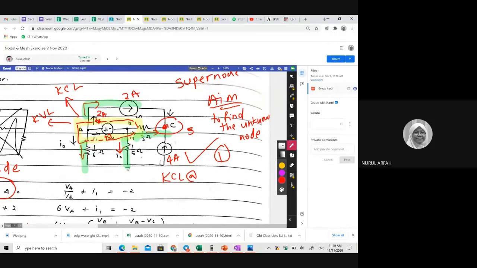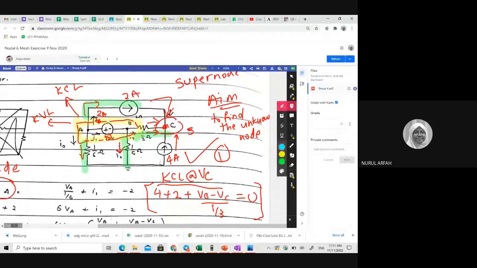Okay, so KCL at C. Maybe I put VC there. So you have a B. This is entering. And this is also entering, this is entering, this is also entering. So you have 4 plus 2 plus VB minus VC over 1/3 equal to 0. Is this clear or not? Anyone here not clear what I just did here? It's actually coming from this side, this side, and this side.